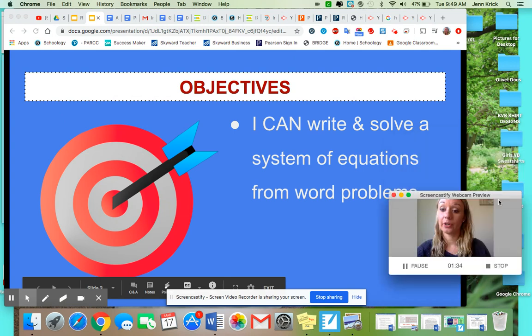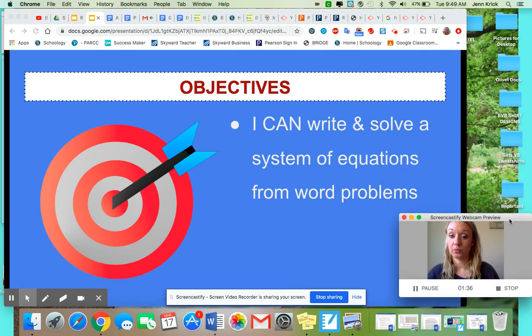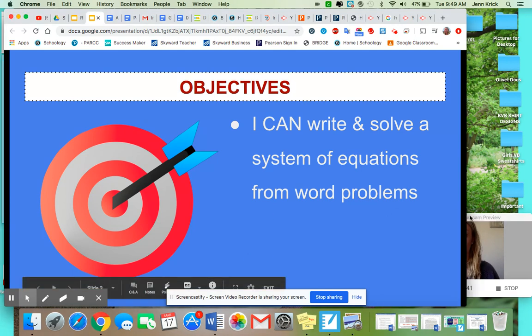All right, your goal for today, you want to be able to write and solve a system of equations from word problems. That is your goal.